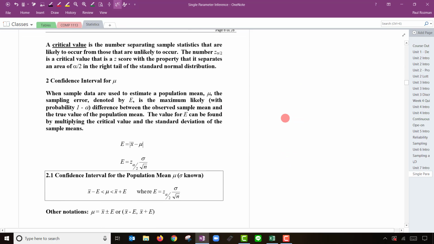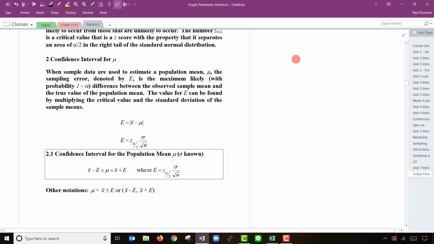I won't ask you to, on a test, give me the definition of a critical value, but here it is, basically what I just said. The number that separates sample statistics that are likely to occur from those that are unlikely to occur. Back when we were talking about z-scores for the mean, we had x bar minus mu over sigma over root n. This came from the central limit theorem.